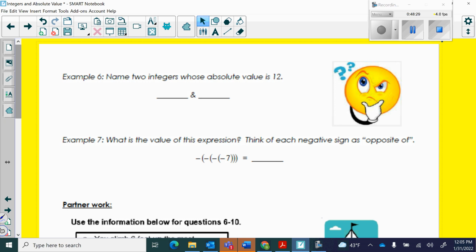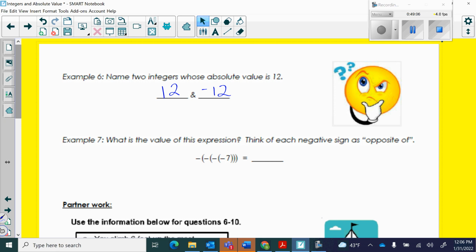JJ, you think you got this one? So your hand was up for nothing? Nora? 12 and negative 12. Well, it was wrong when you didn't say it. Guys, quiet back down. Jonah.